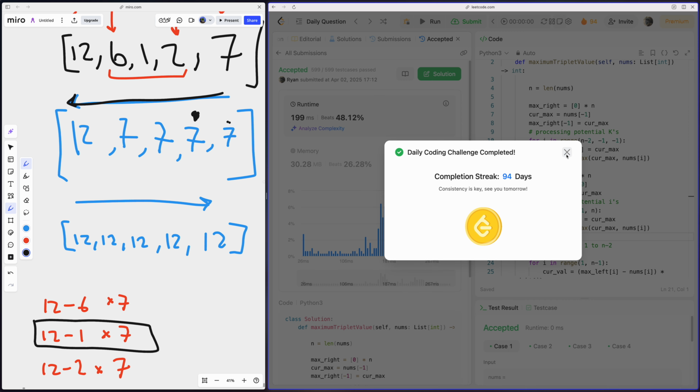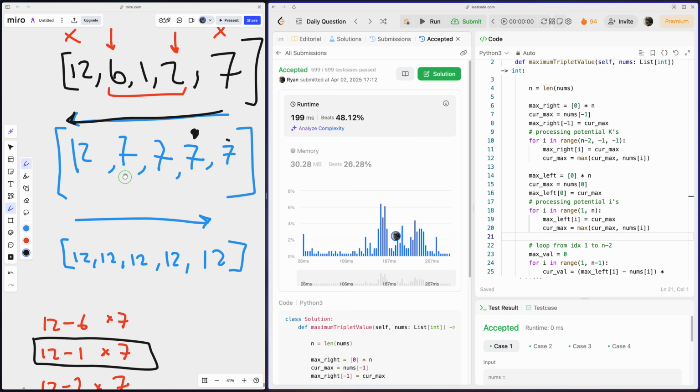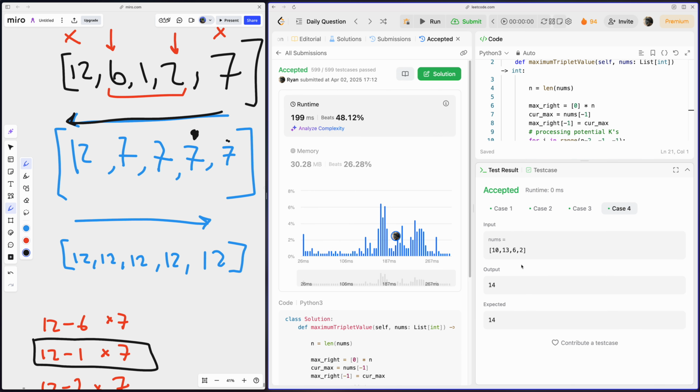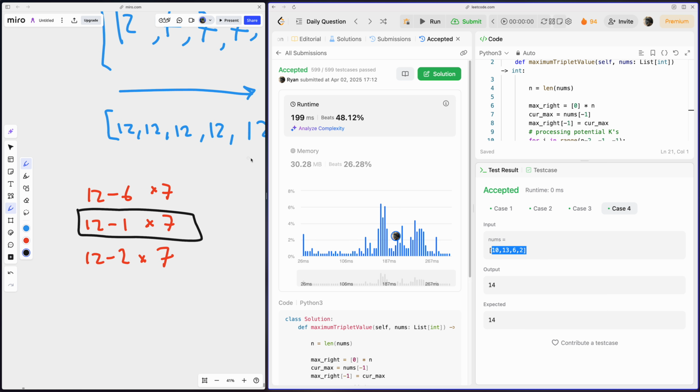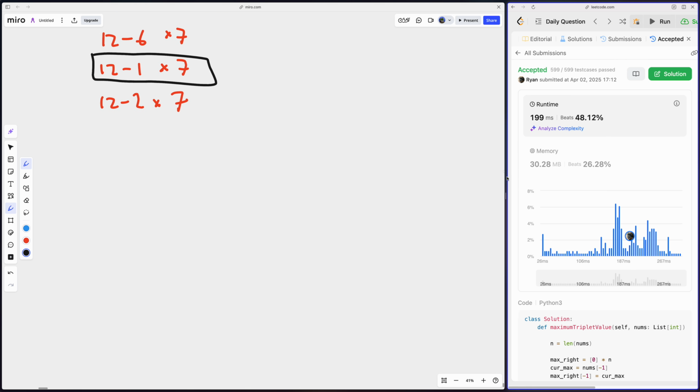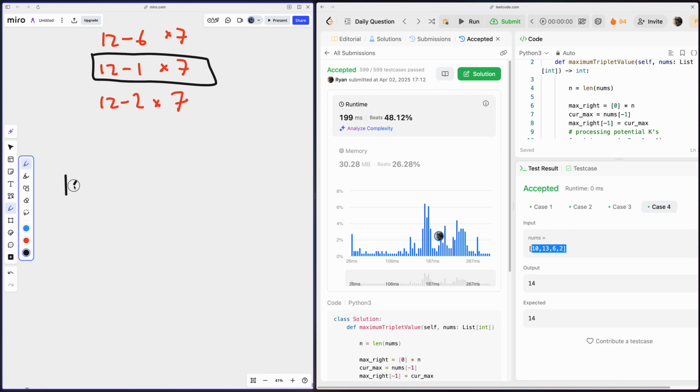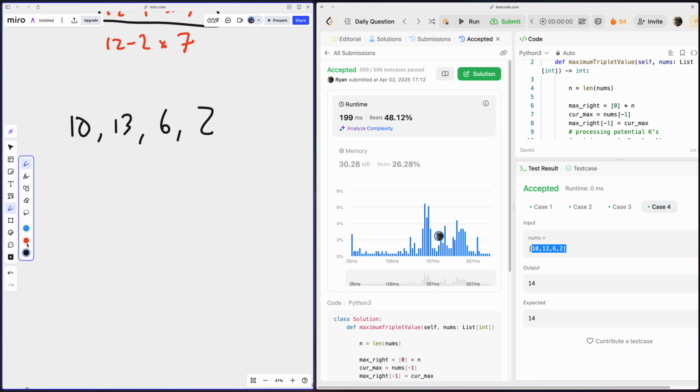Okay, cool. What was the issue there? Well, let me see. I mean, it's kind of hard to explain, but I was including this. So like, okay, maybe I could actually draw this. What happened was that if we had an example like 10, 13, 6, and 2, and then I did like, let's just say the max to the right and max left. So max right would be 2, 6, 13, 13. This is actually bad, right?